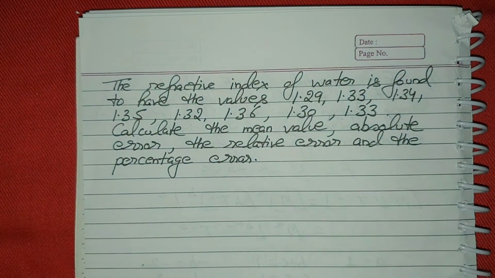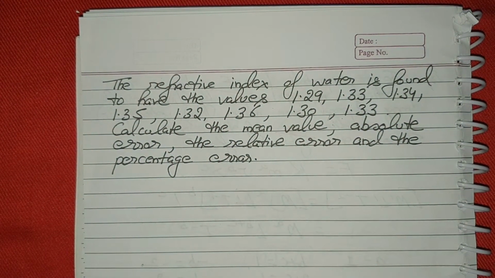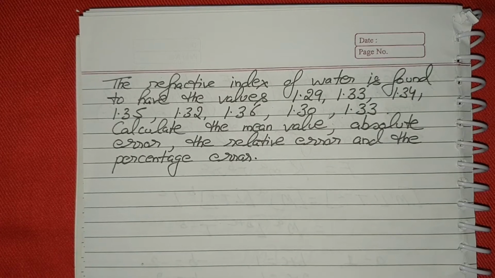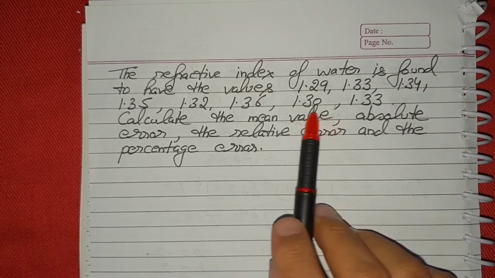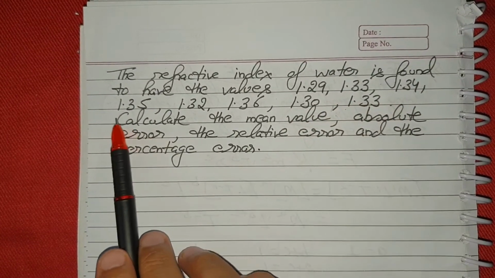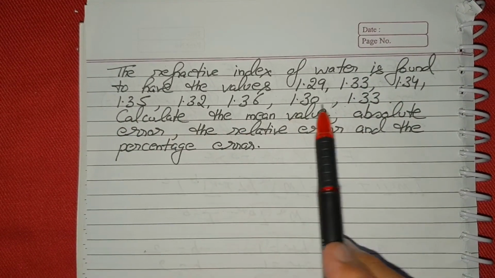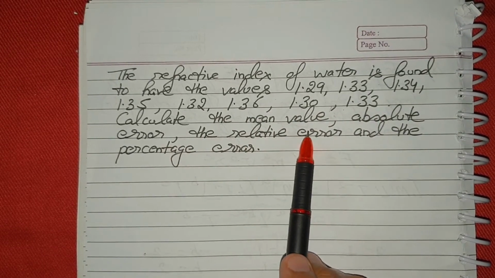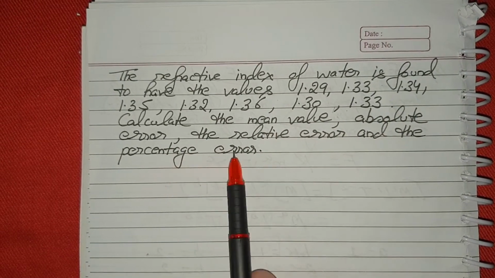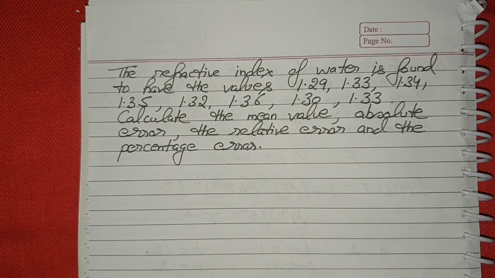Now the refractive index of water is found to have the following values. You know the refractive index, as we have done in 10th class. The values are 1.29, 1.33, 1.34, 1.35, 1.32, 1.36, 1.30, 1.33. Now you have to calculate the mean value, the absolute error, the relative error and the percentage error.